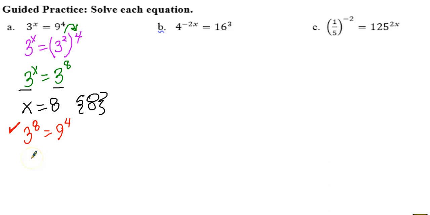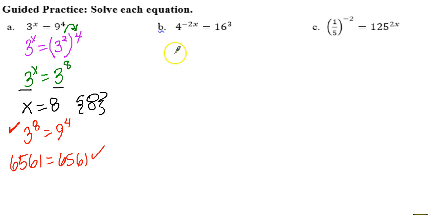Out? Don't get them out if you don't have them. It's not a big deal. Nick's got it. Go, Nick. What's 3 to the 8th? 6,561. And 9 to the 4th? 6,561. Check. We got it right. Okay? Doesn't hurt to check to make sure you've done it right. So there we go. First one done.